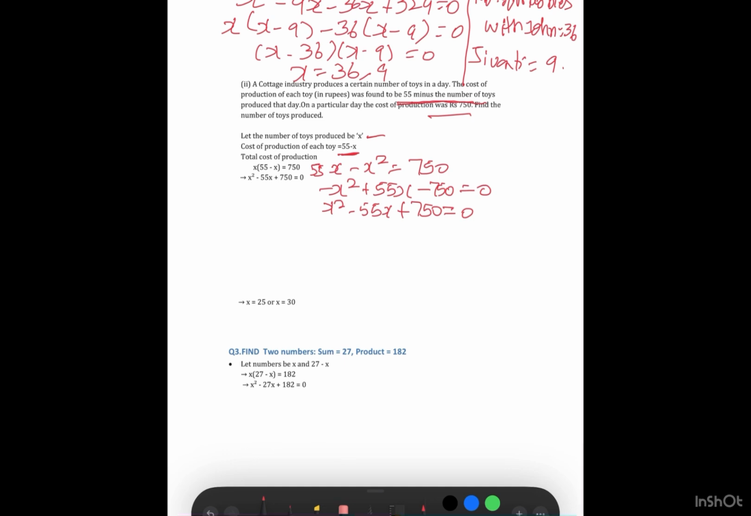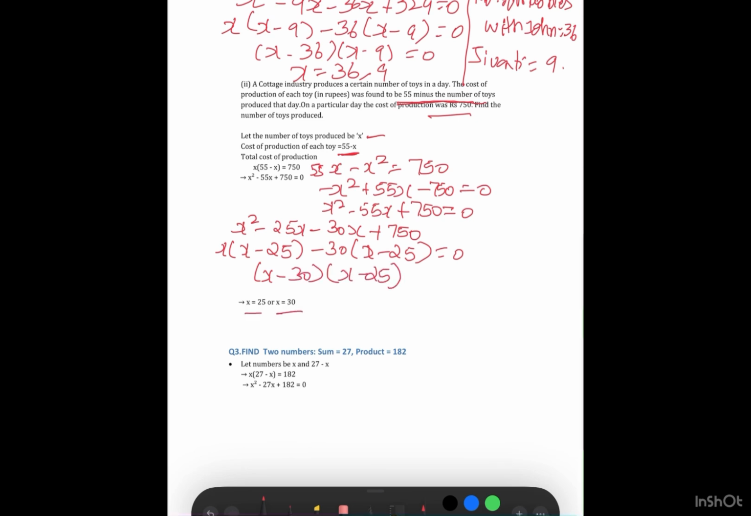We need to find out the factors of 750 such that when we add them, we get minus 55, and the factors would be minus 25 and minus 30. So x square minus 25x minus 30x plus 750 is equal to 0. Again, we will take out common from the first two terms, that is x into x minus 25. From the last two terms, that is minus 30 into x minus 25. And the x minus 25 bracket is common, so I'm left with x minus 30 into x minus 25. Simplifying, we'll get x is equal to 30 or x is equal to 25.